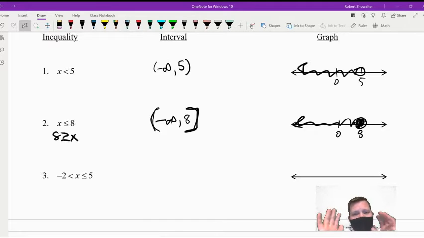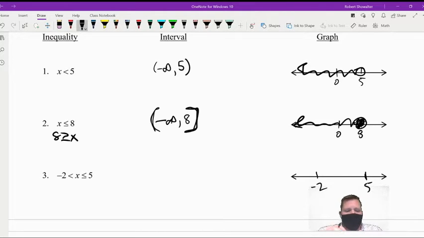Now here we have another scenario. This is a double-sided inequality where there's 2 critical values. So I'm going to drop those 2 critical values in here. And we're saying all the solutions to this inequality are represented between those 2 things, okay?